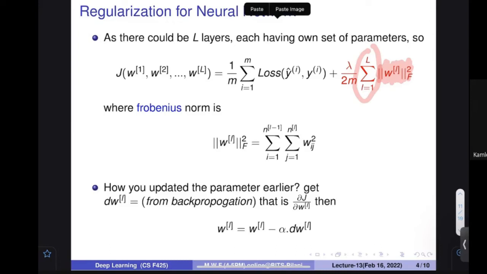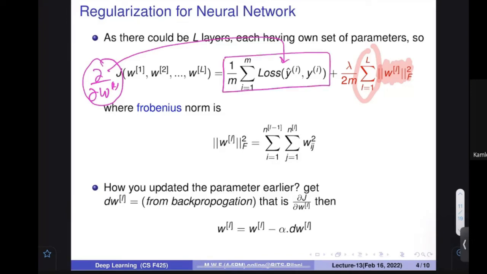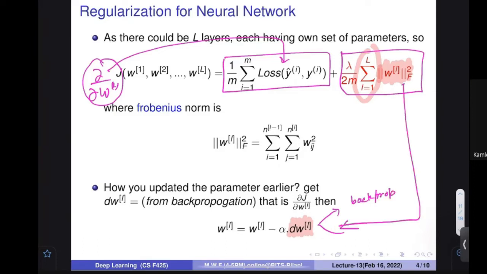Okay. So if I wanted to find out what is the change, let me just write it like this: del J upon del WL, with respect to any W. This differentiation is going to give you some differentiation with respect to this term and some differentiation with respect to this term. So whatever change dW I have to put over here has actually two parts. One part is coming from the back propagation, and another term is coming from here. Make sense? Yes or no? Can you help me to find out that particular term?